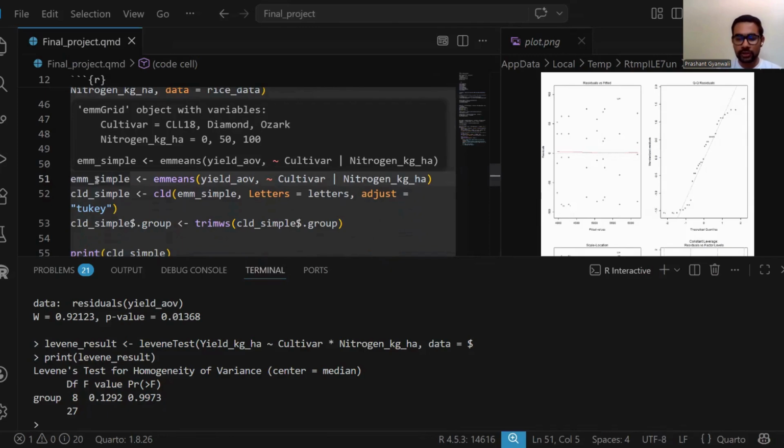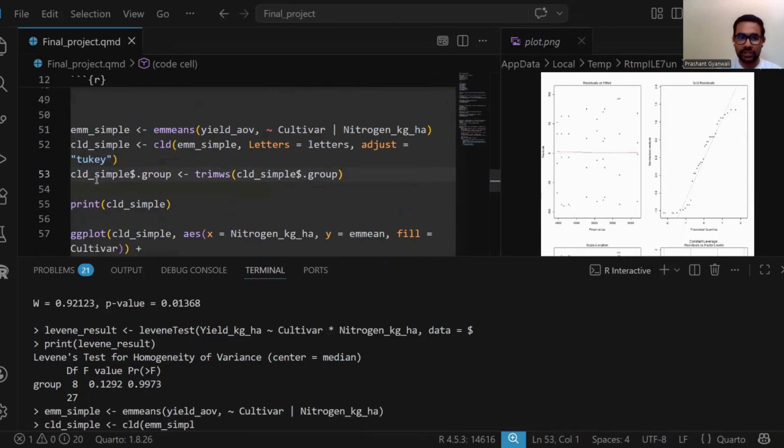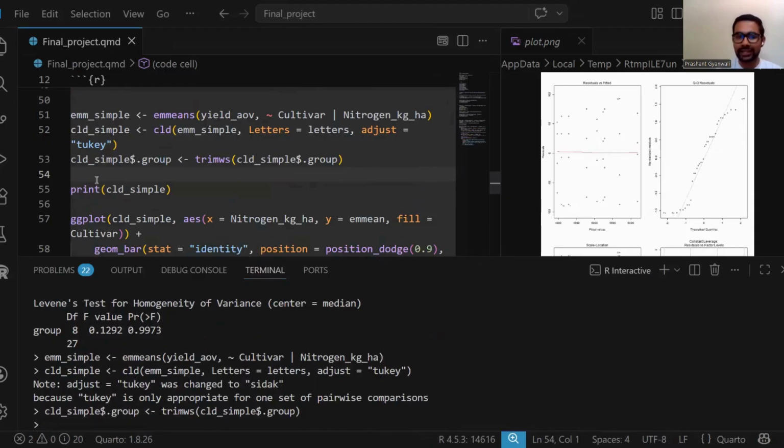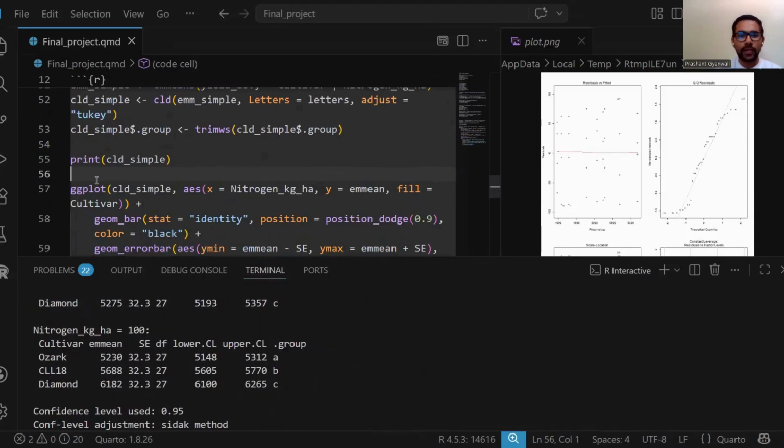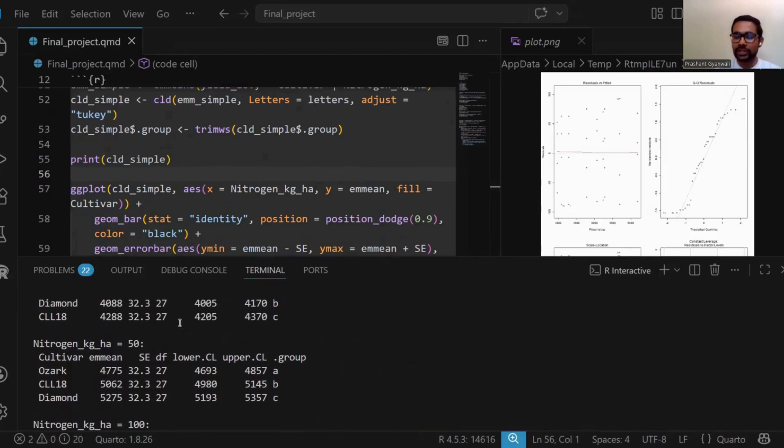Moving on to the post-hoc test, I used Tukey's HSD test, and it gave me a CLD table. And since our interaction was significant, we cannot interpret each of the factors separately. We have to do them in combination.